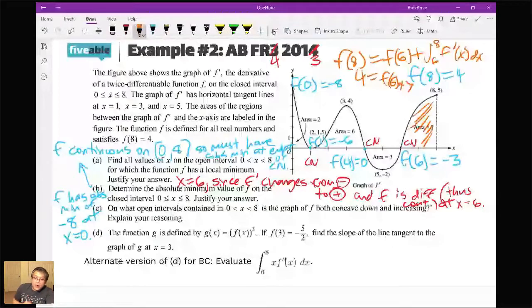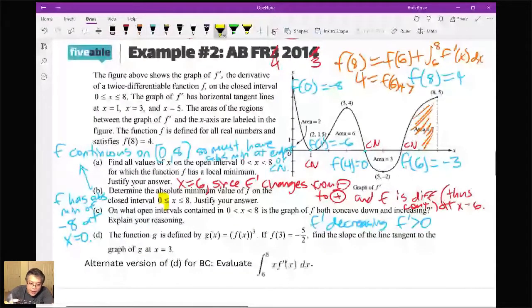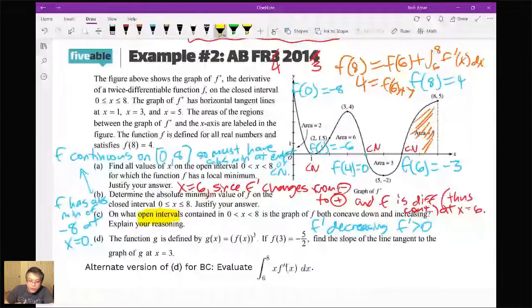Okay. On what open intervals is the graph of f both concave down and increasing? Okay, so that means that if f is concave down, f double prime is negative. And if f double prime is negative, that means that f prime is decreasing. But f prime should be greater than 0. Okay. And we're not worried about endpoints here because we're just looking at open intervals. So we're looking for intervals for which f prime is decreasing but still positive.